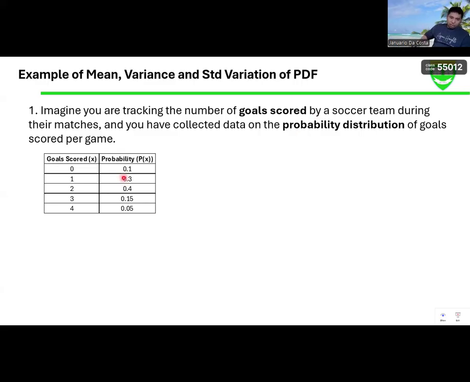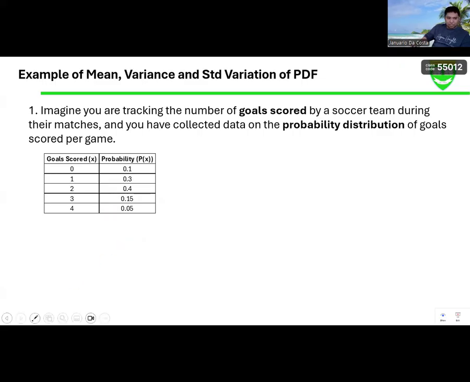But the number of goals scored during the game is this. Forget about this probability. Right now, I'm giving you an example on how to use the mean, variance, and standard deviation. Imagine you have probability distribution and you want to calculate the mean for that.